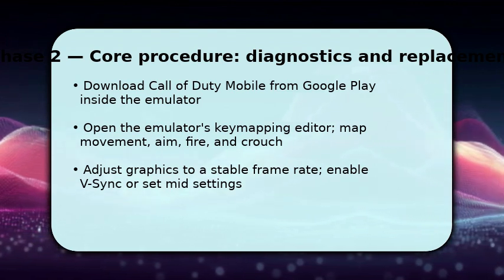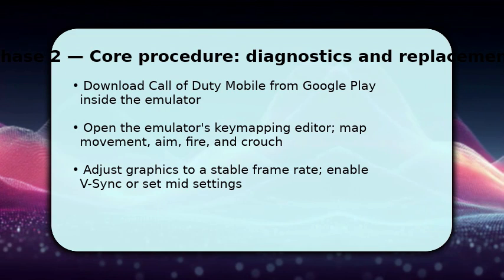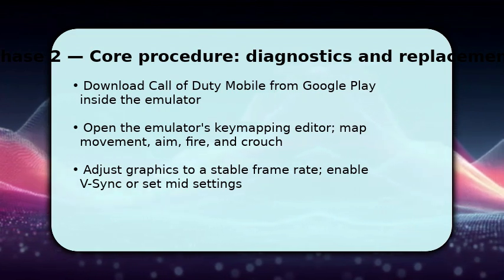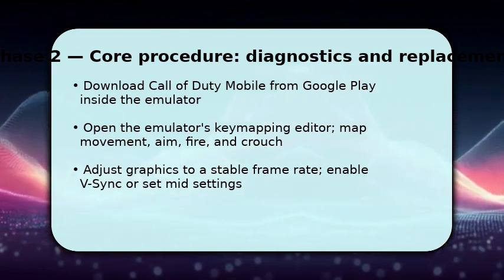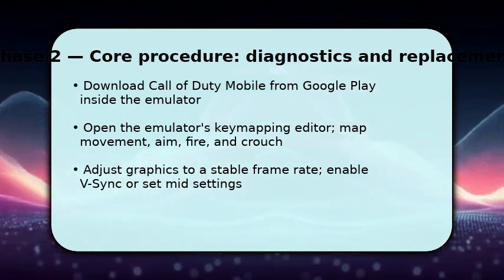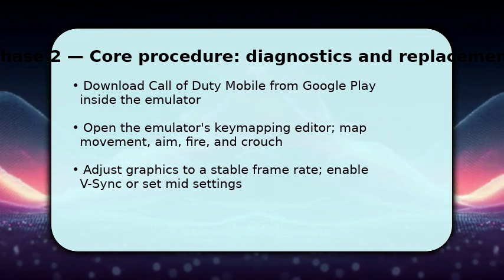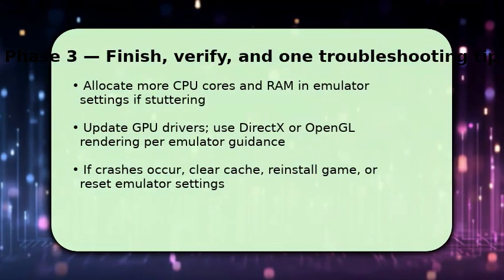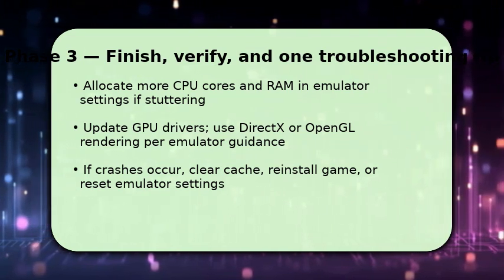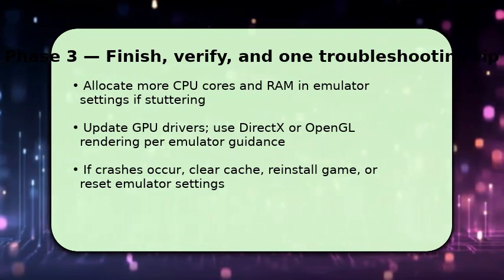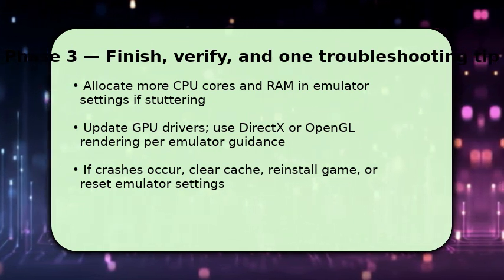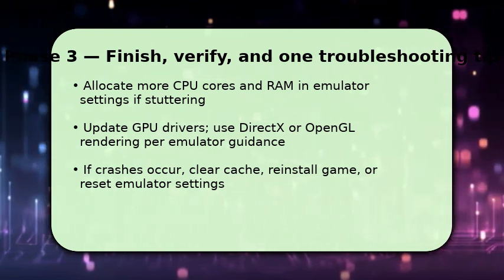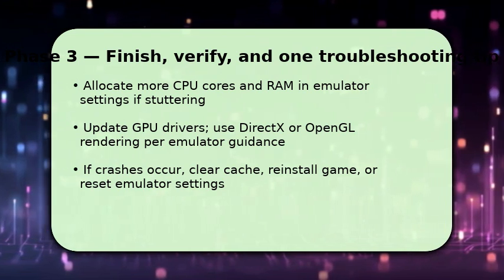Then, make sure to set graphics to a stable frame rate. Choose mid settings if your GPU is modest, and enable VSync or frame limit to reduce tearing. To finish, optimize performance so gameplay feels crisp. Allocate additional CPU cores and RAM in the emulator settings if you notice stuttering, and select the recommended renderer, DirectX or OpenGL, based on your emulator's guidance.